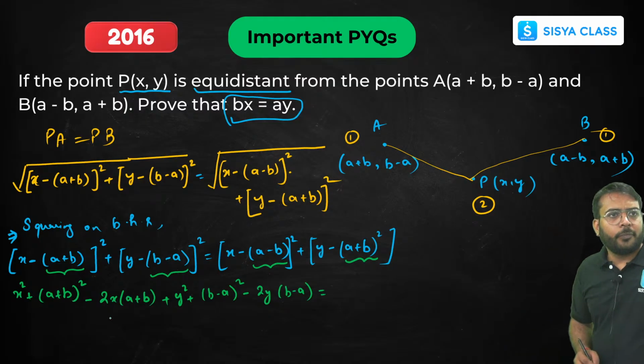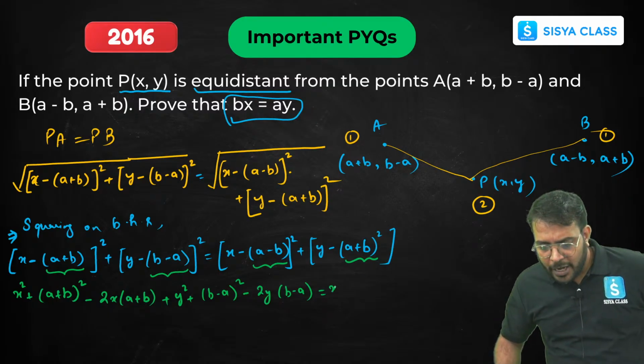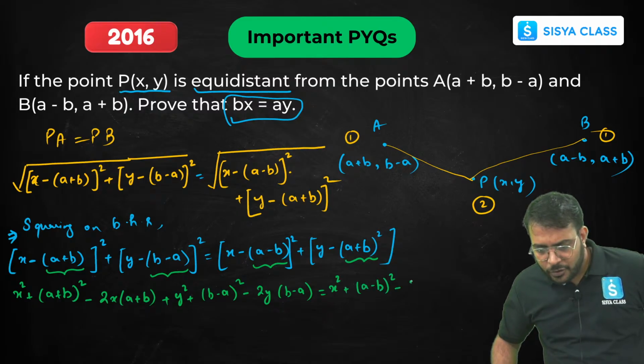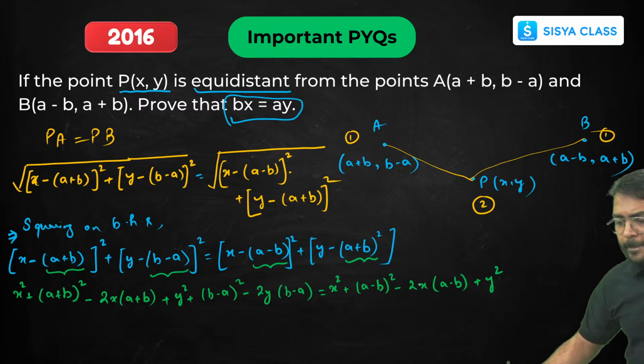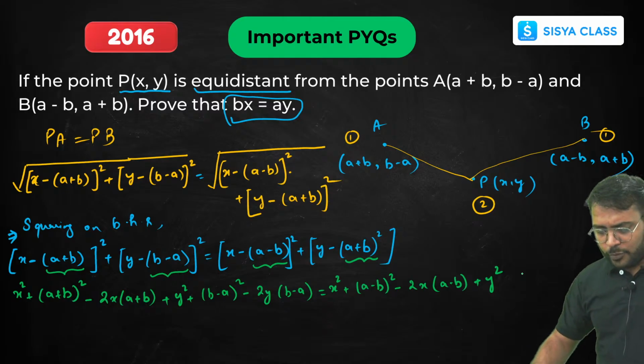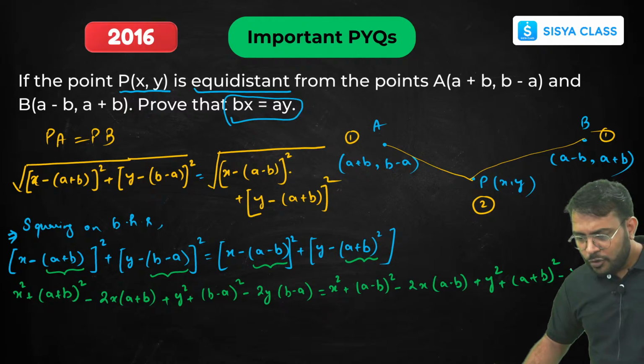Okay, अच्छा. Now next, यहाँ पर x minus something whole square, so it is going to be beta x square plus a minus b whole square minus 2x into a minus b, all right, and plus y minus something whole square means beta it is going to be y square plus a plus b whole square minus 2y into a plus b, ठीक है.